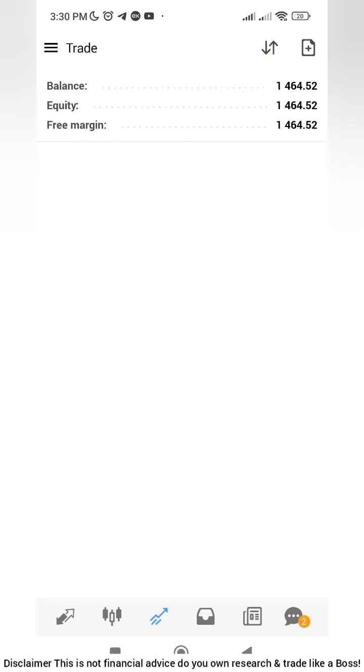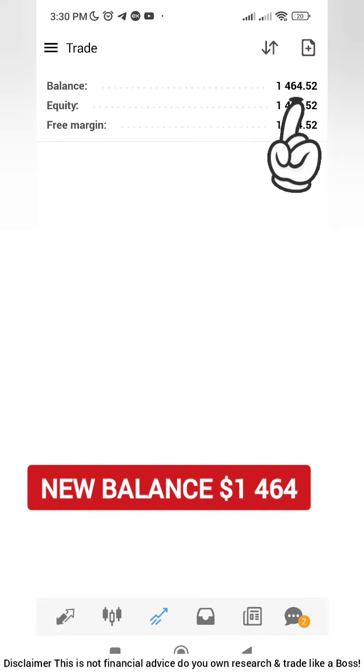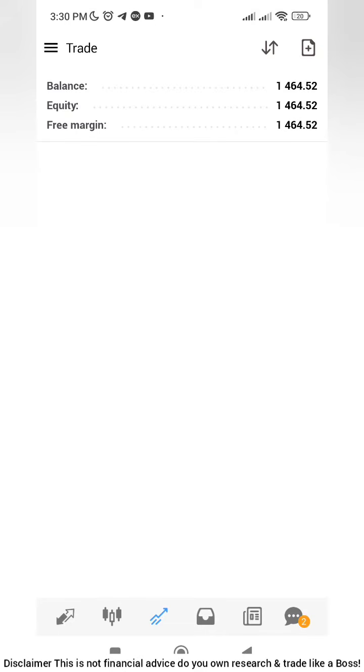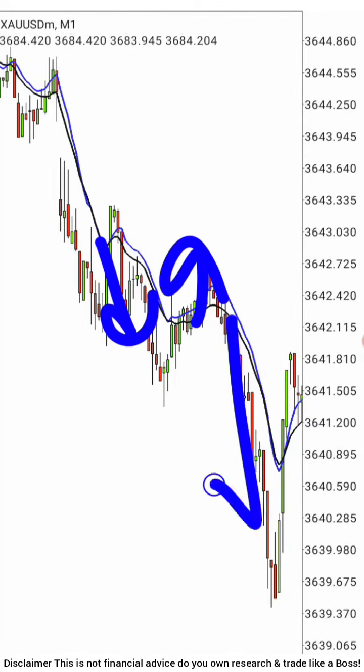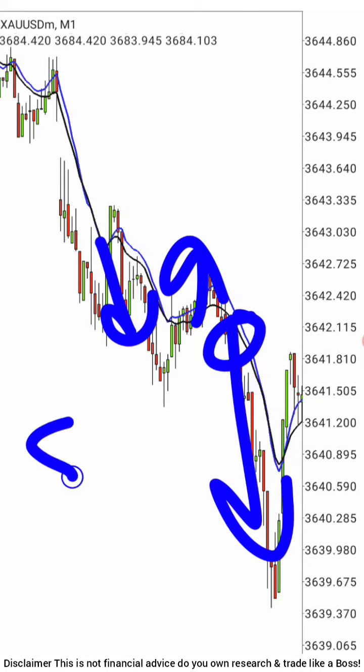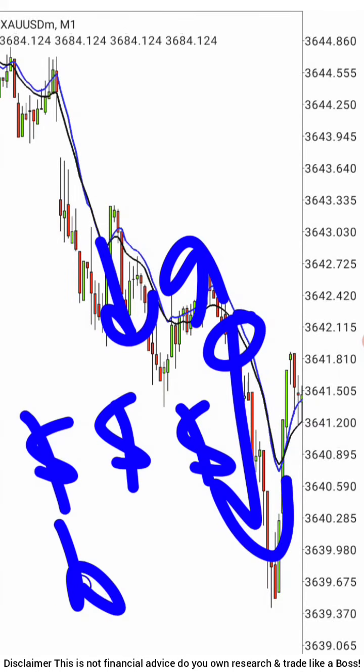Now we are at $1,464. Each and every trade we took to get right here is a lesson to improve you as a trader. Even though the strategy is the same, each and every trade that you take is different. So you must learn from it so that each and every time you also make bigger profit.